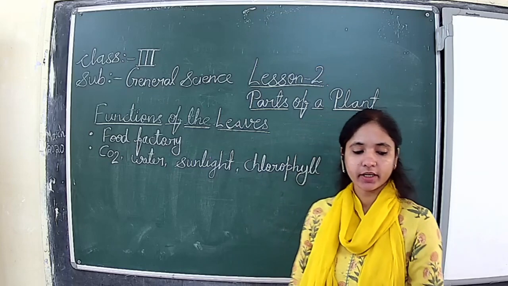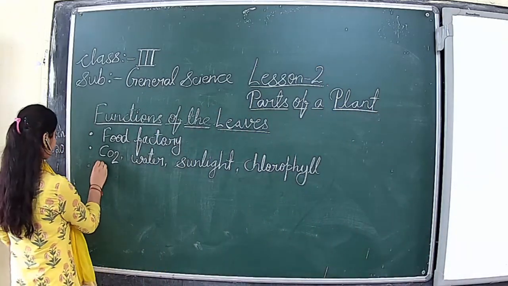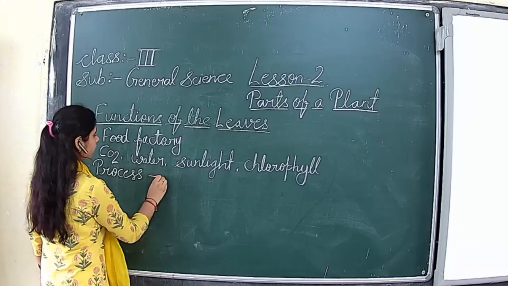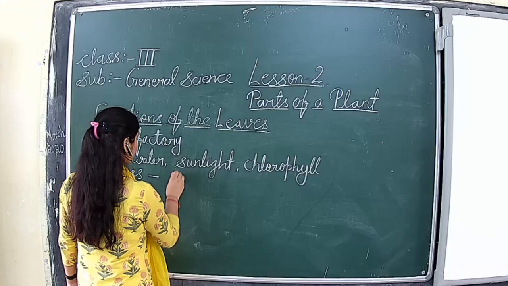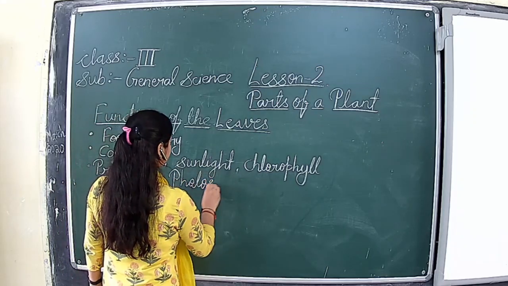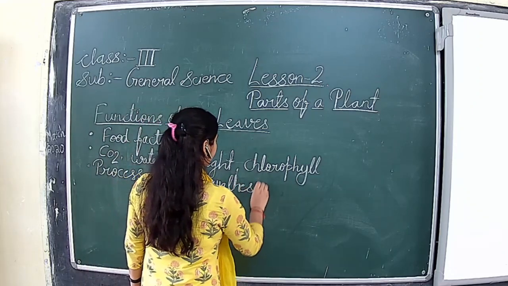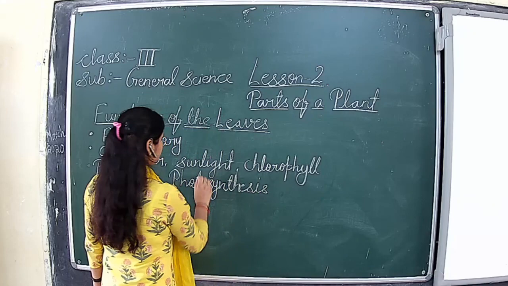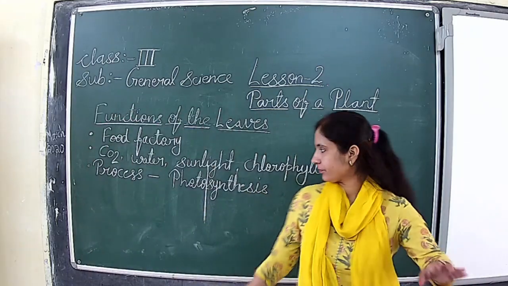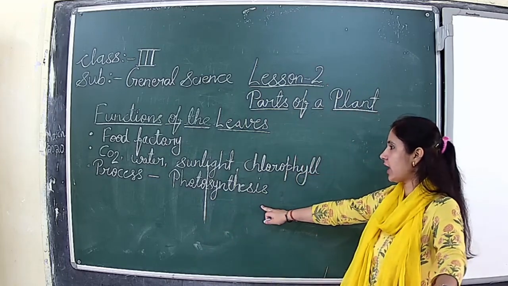The process of making food by the plant is called photosynthesis. What is the process called? The process is called photosynthesis. I already discussed it today. Photosynthesis is the process by which the leaves manufacture food. Photo means in the presence of light. Synthesis means to synthesize or to make.